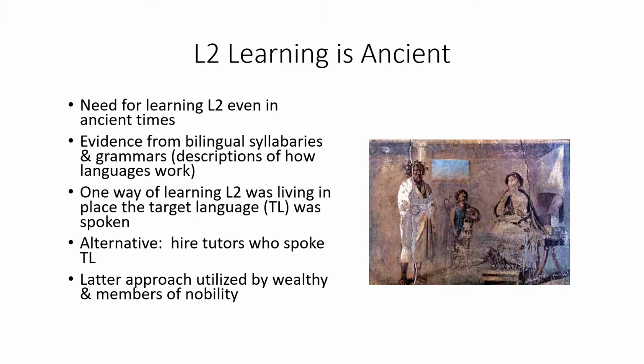An alternative to that was to hire a tutor who spoke the target language. This became a very common thing to do with people who could afford it, people of means, the wealthy and members of nobility. They would hire a tutor to live with their child and speak only in the target language to their child. And this was a very ancient practice. We know that it was done in Roman times. We also know that it was done in the very modern world. It still probably is done in some places.